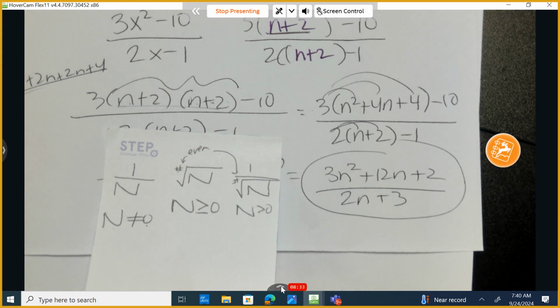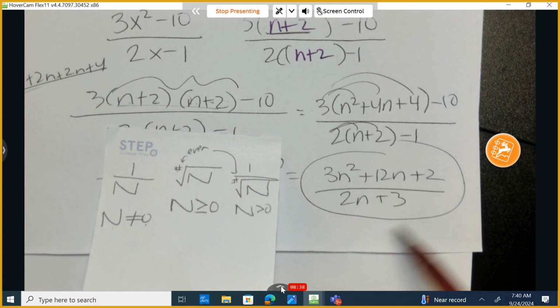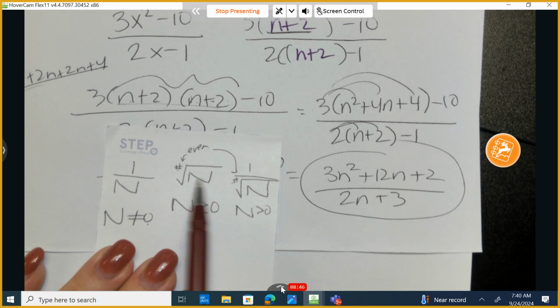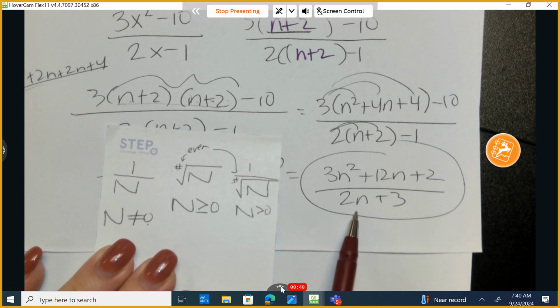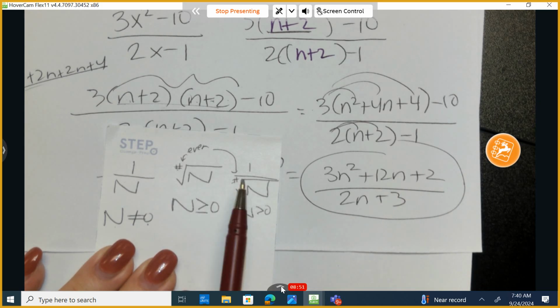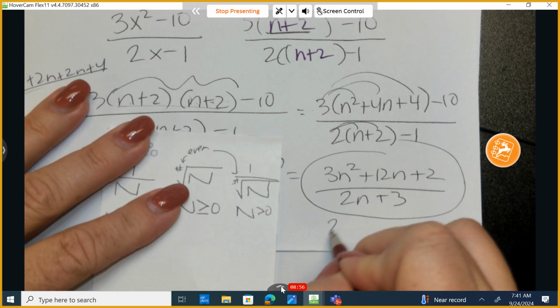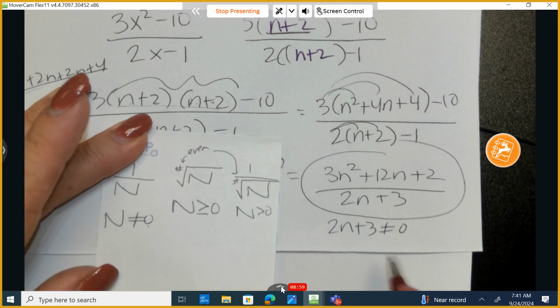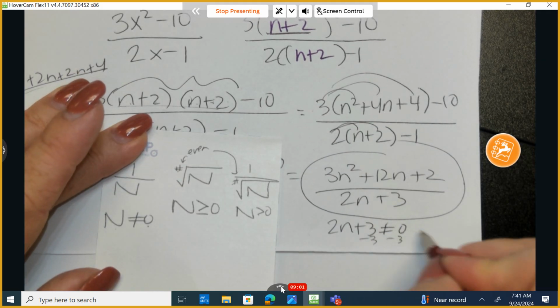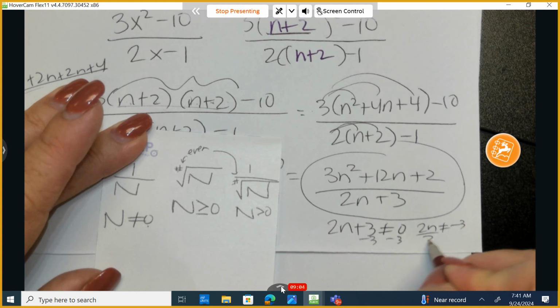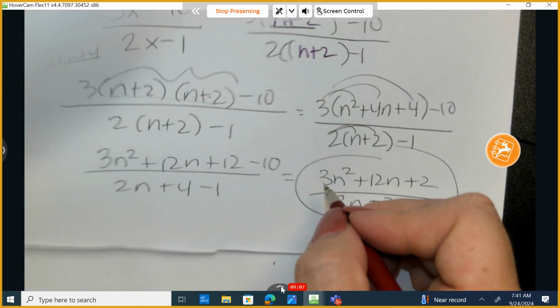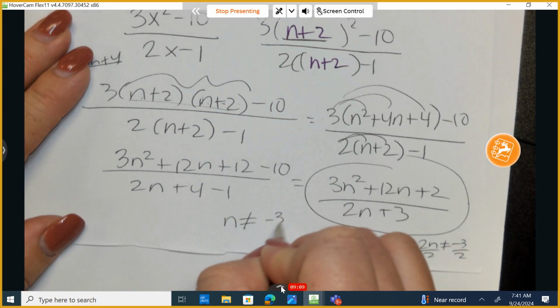So I've combined two functions to make one function. Ultimately, I want to know, what is this domain? So what I'm going to do is glance. Do I see any radicals in this function? No, then I don't need to worry about the second or the third constraints. But this first one, I do see a variable in the denominator. So I'm going to take 2n plus 3 and say it cannot equal 0. I'm going to subtract 3 to the opposite side. I have 2n cannot equal negative 3, divide by 2, divide by 2. So I know that n cannot equal negative 3/2.